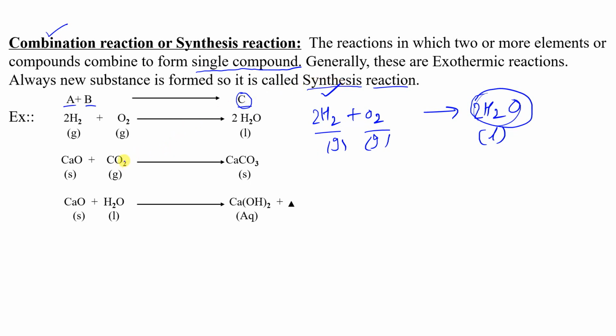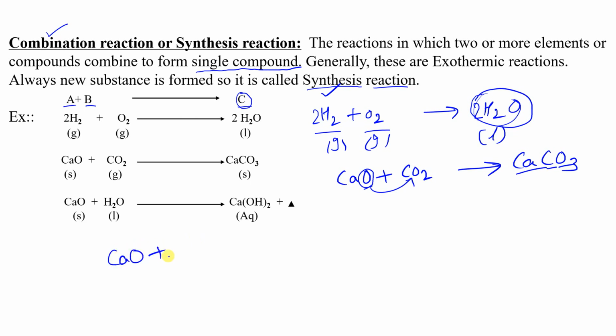Let's say, for example, another example is calcium oxide. Calcium oxide combines with carbon dioxide, and we get calcium carbonate. Just combine this oxygen with these oxygens. One calcium, one carbon, but three oxygens. All are combined here.